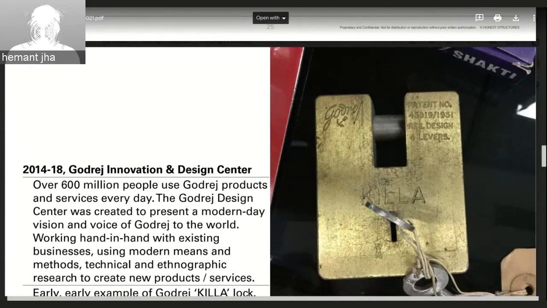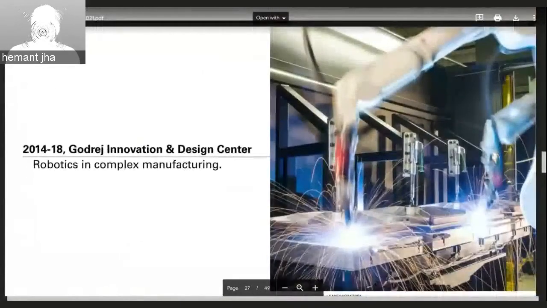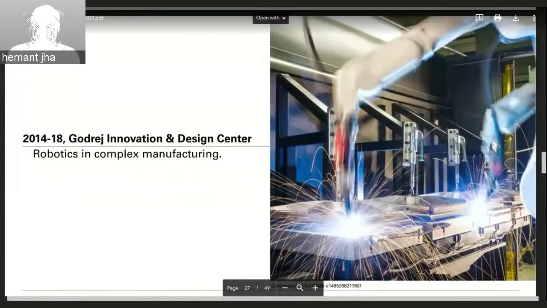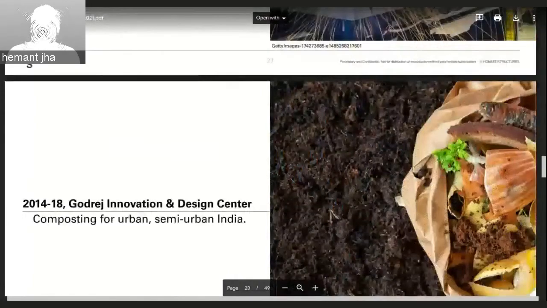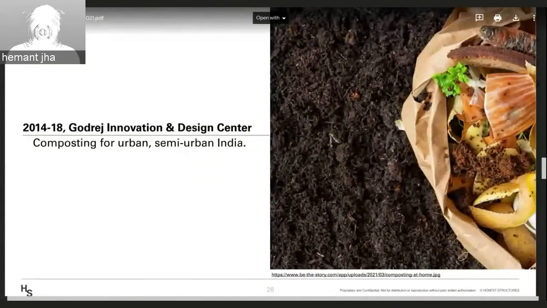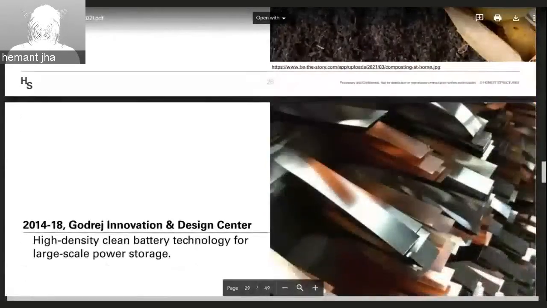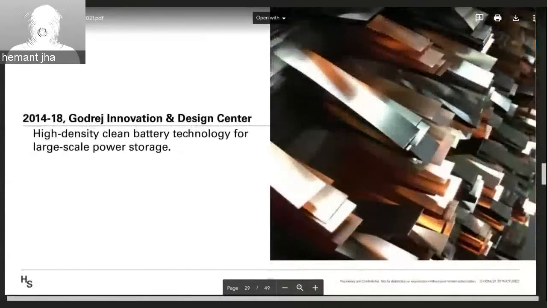So the kinds of projects that we worked on were quite a bit different. They were always very forward or future looking. There was the application of robotics in complex manufacturing. Next, we looked at things like composting for urban and semi-urban areas, developing both devices but also the methodology, right? So the temperature control, the humidity control, the kinds of microorganisms that are required for composting, and how do they all work together? High density clean battery technology. So again, things that are very new and very much top of mind for us.